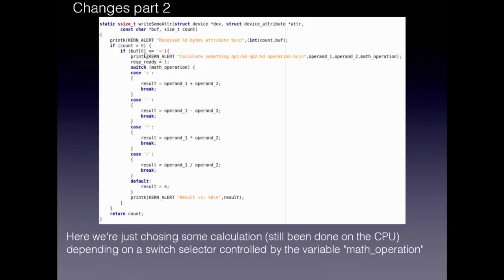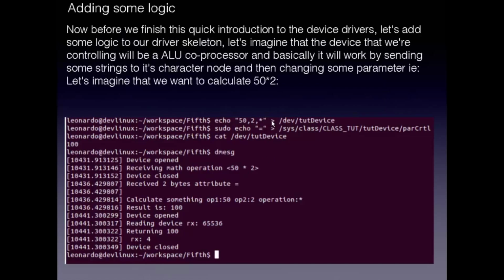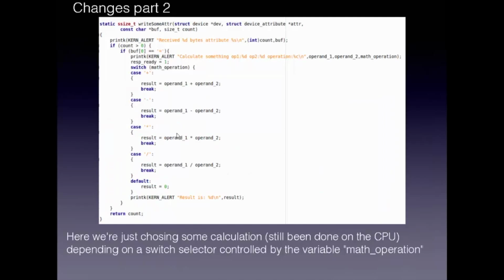And basically what we do, we just verify if the first character is an equal. If the first character is an equal, it goes to a switch that verifies which math operation has been chosen. For instance, here was multiplication, so it is going to jump to this case and calculate operand 1 multiplied by operand 2 and then break, and store this into the result variable.